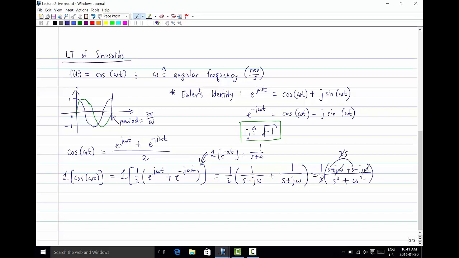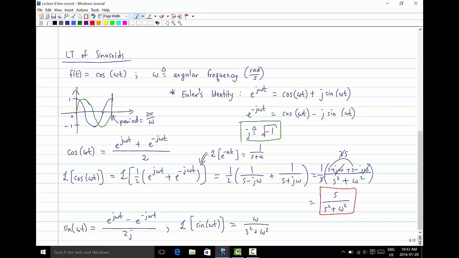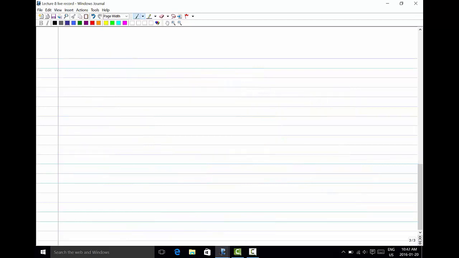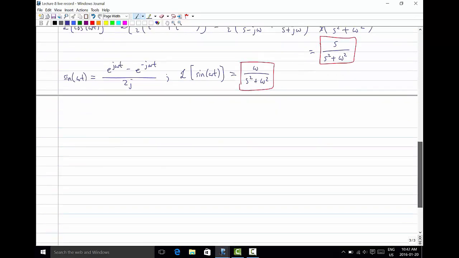We arrive at the fact that the Laplace transform of a cosine is simply s over s squared plus omega squared, and similarly, by following the same exercise, we find that the Laplace transform of sine is simply equal to omega over s squared plus omega squared.